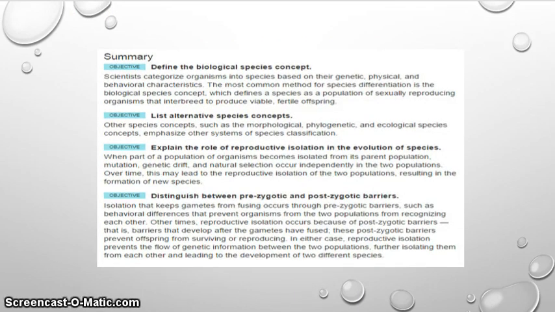So in summary, in this module, you will learn about the definition of the biological species concept and list alternate species concepts. You'll also consider the role of reproductive isolation in the evolution of species and understand that there are barriers that occur before fertilization and after fertilization.